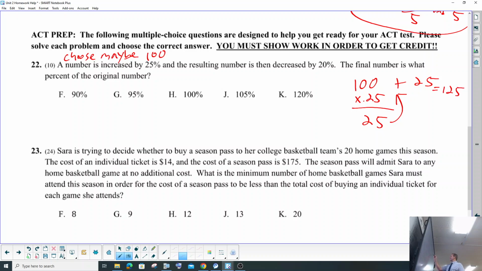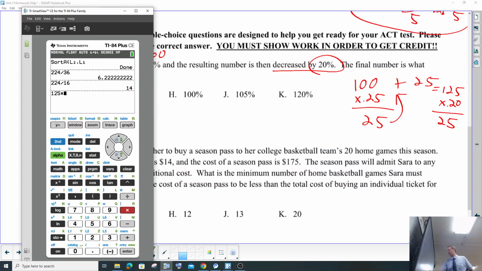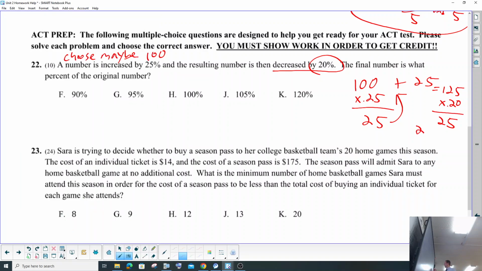And the resulting number is then decreased by 20%. So we're going to minus 20% off of it. But now we've got to multiply by 20%, and when you do that, you actually get 25, right? Let's try it. 125 times 20%, yeah, it's 25. And so you take your 125 and you minus 25 and you're back to 100. So you just get 100% of your number back again. Not that that 100 mattered, but just getting your number back again is 100% of your number.